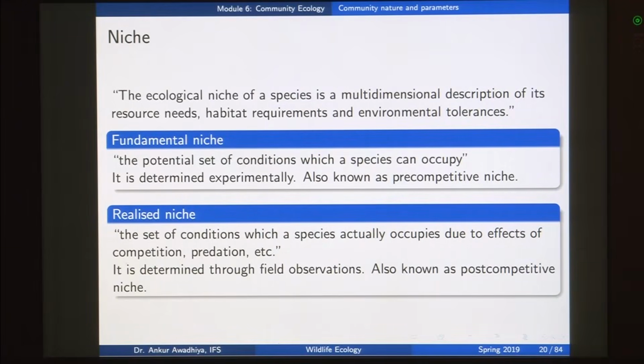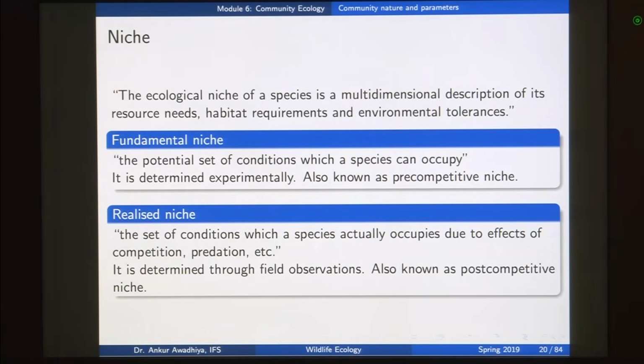So, in a community we can talk about the interspecies competition in the case of guilds, where they are using the same food resources, in which case the competition will be higher, or we can talk about the interspecies competition between organisms that are occupying the same niche, in which case the competition will be extremely huge.